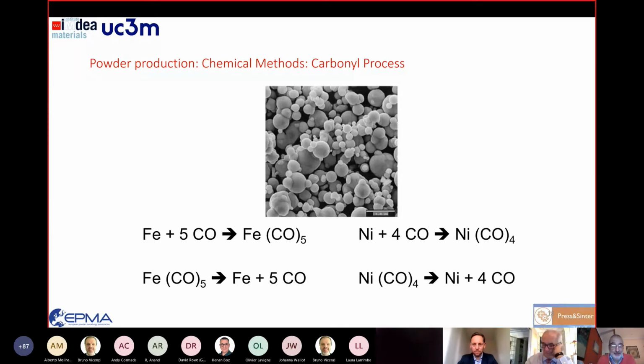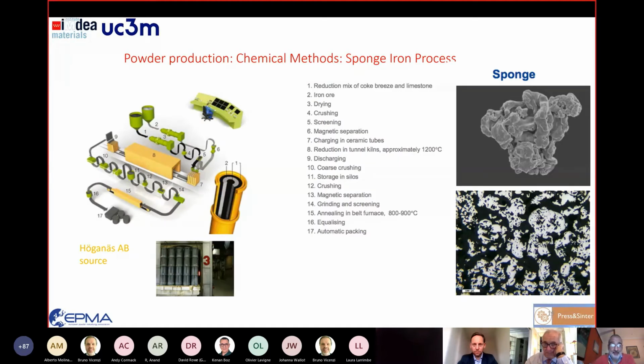We have another kind of chemical method, like the sponge iron process, which is a solid state method to produce pure iron powders. In this case, this is a picture from the Höganäs process, in which we mix iron ore with a high iron content, in that case in the order of 70–75% iron. We mix it with some materials like coke or limestone to reduce it and to eliminate the impurities of the iron ore.